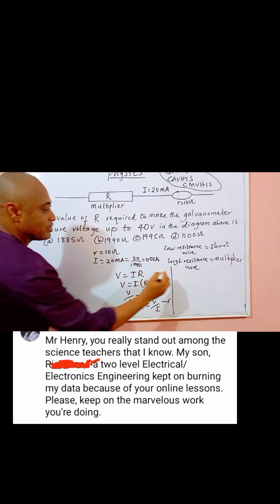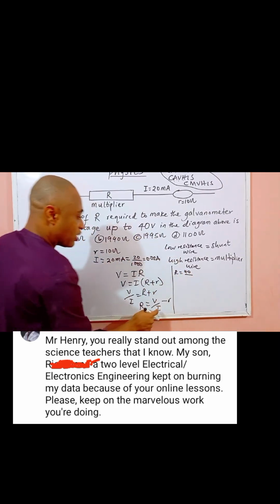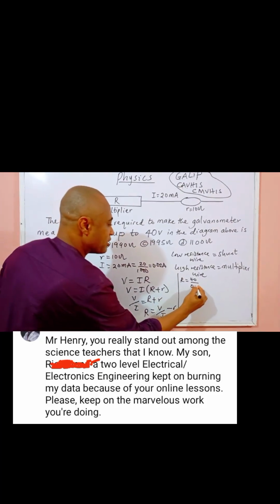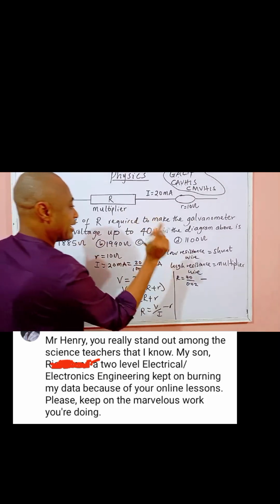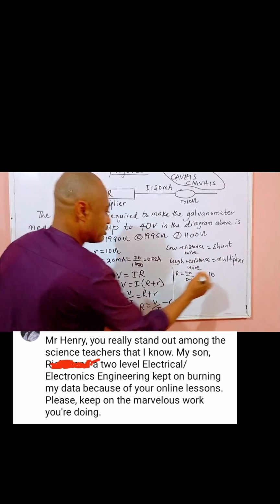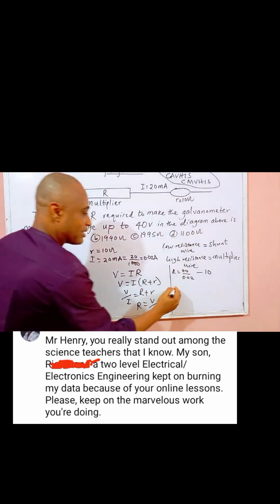Now let's solve this. So my R will be, what's the voltage? 40. What is my current? 0.02 minus what? Where are you? And that is what? 10. Isn't that true? That's our internal resistance. That is 10.